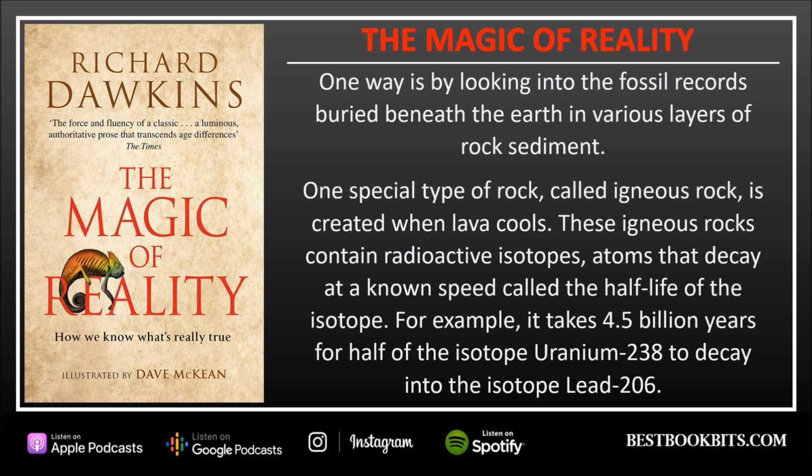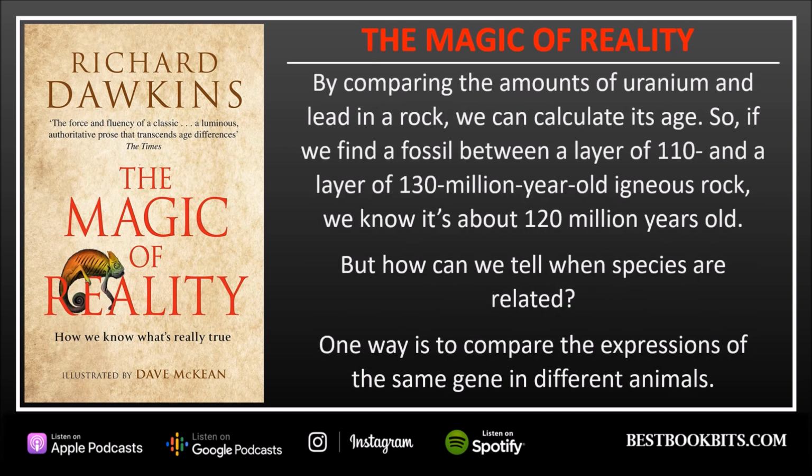These igneous rocks contain radioactive isotopes, atoms that decay at a known speed called the half-life of an isotope. For example, it takes 4.5 billion years for half of the isotope uranium-238 to decay into the isotope lead-206. By comparing the amount of uranium and lead in a rock, we can calculate its age. So if we find a fossil between a layer of 110 and a layer of 130 million year old igneous rock, we know it's about 120 million years old.